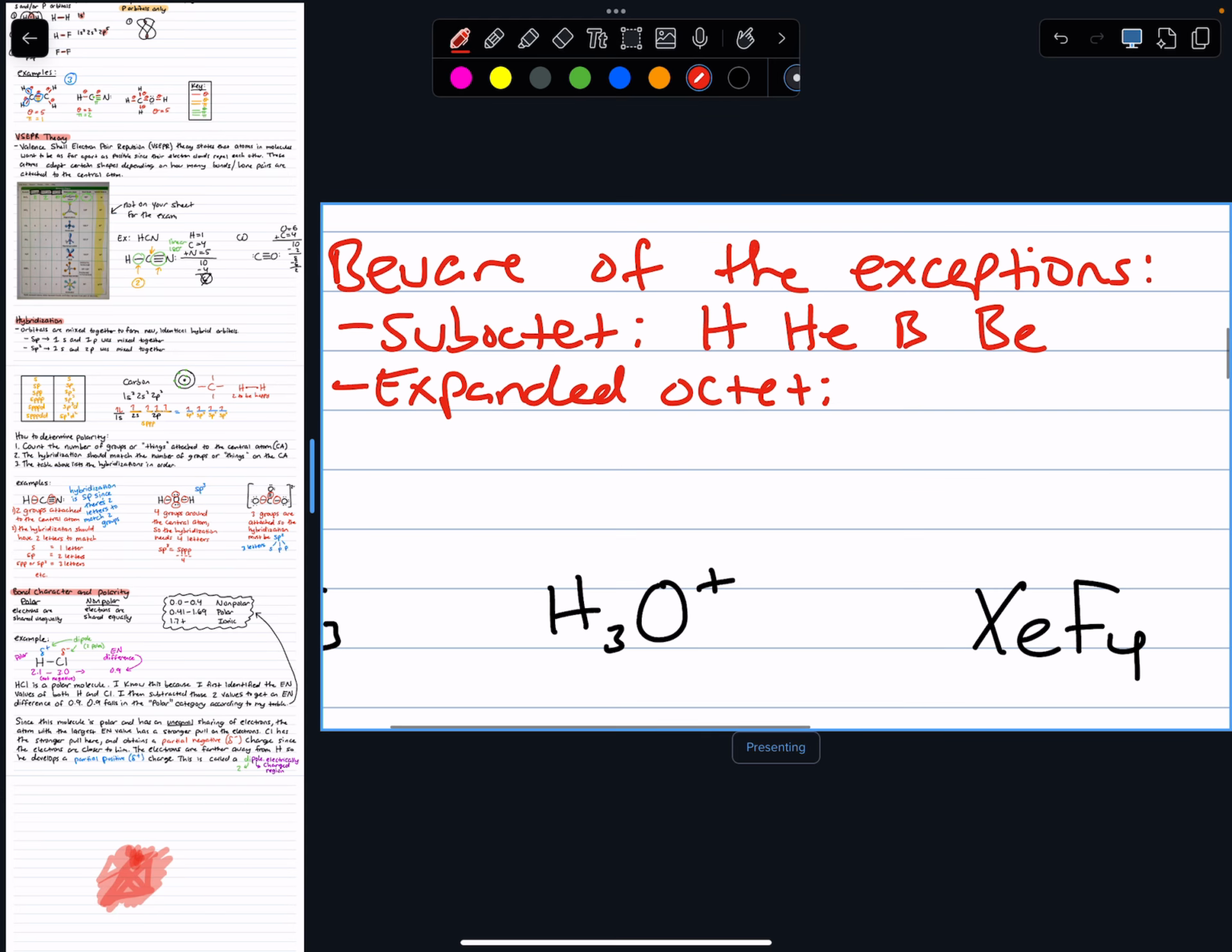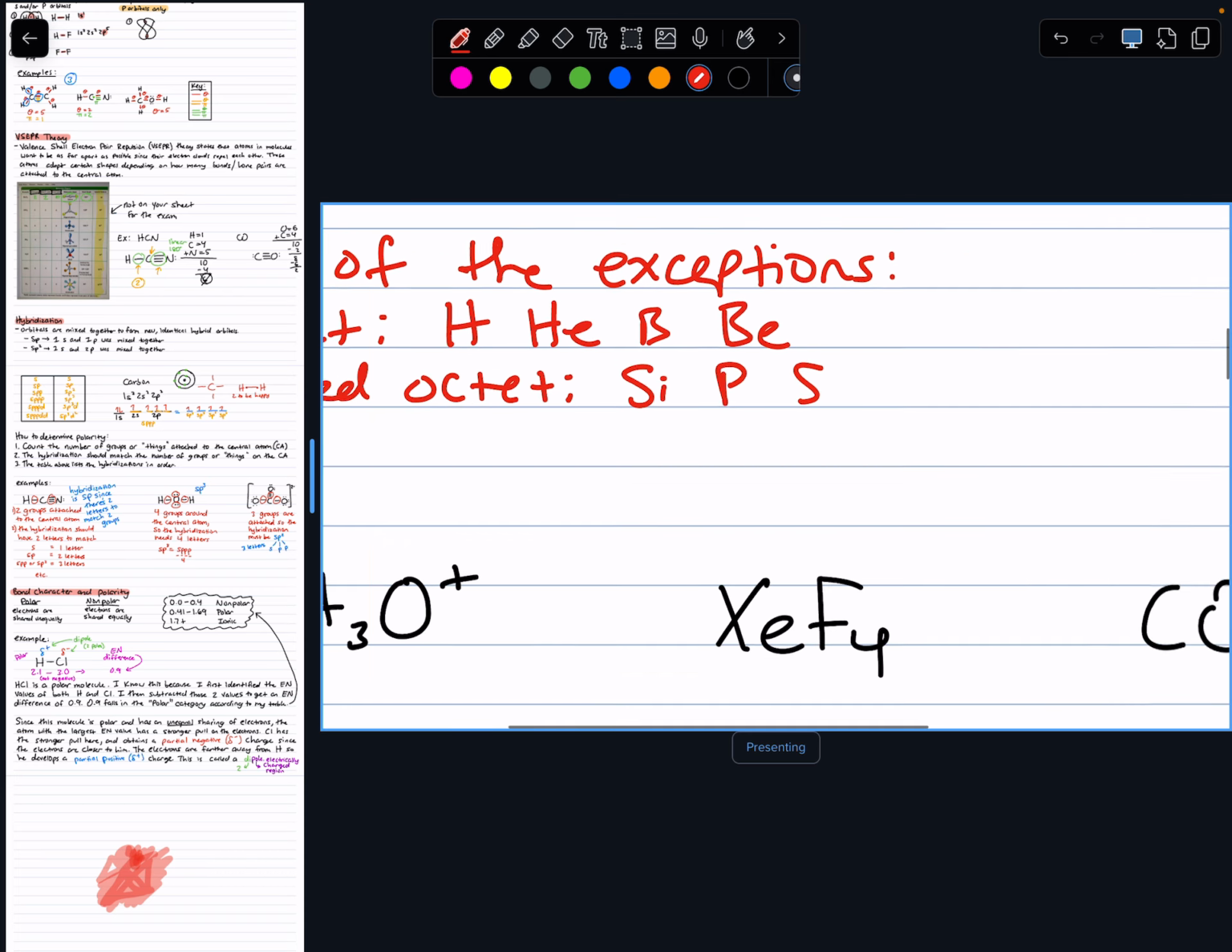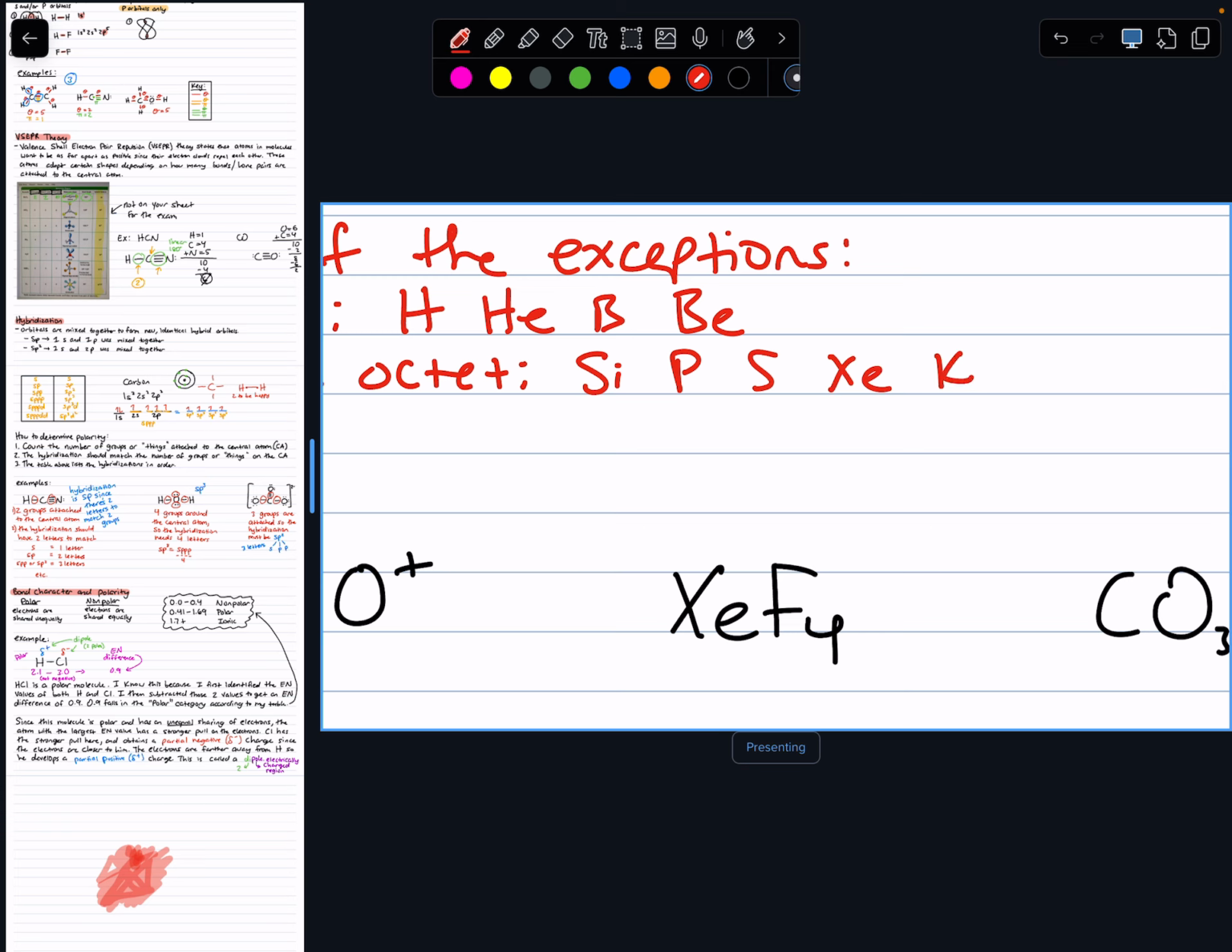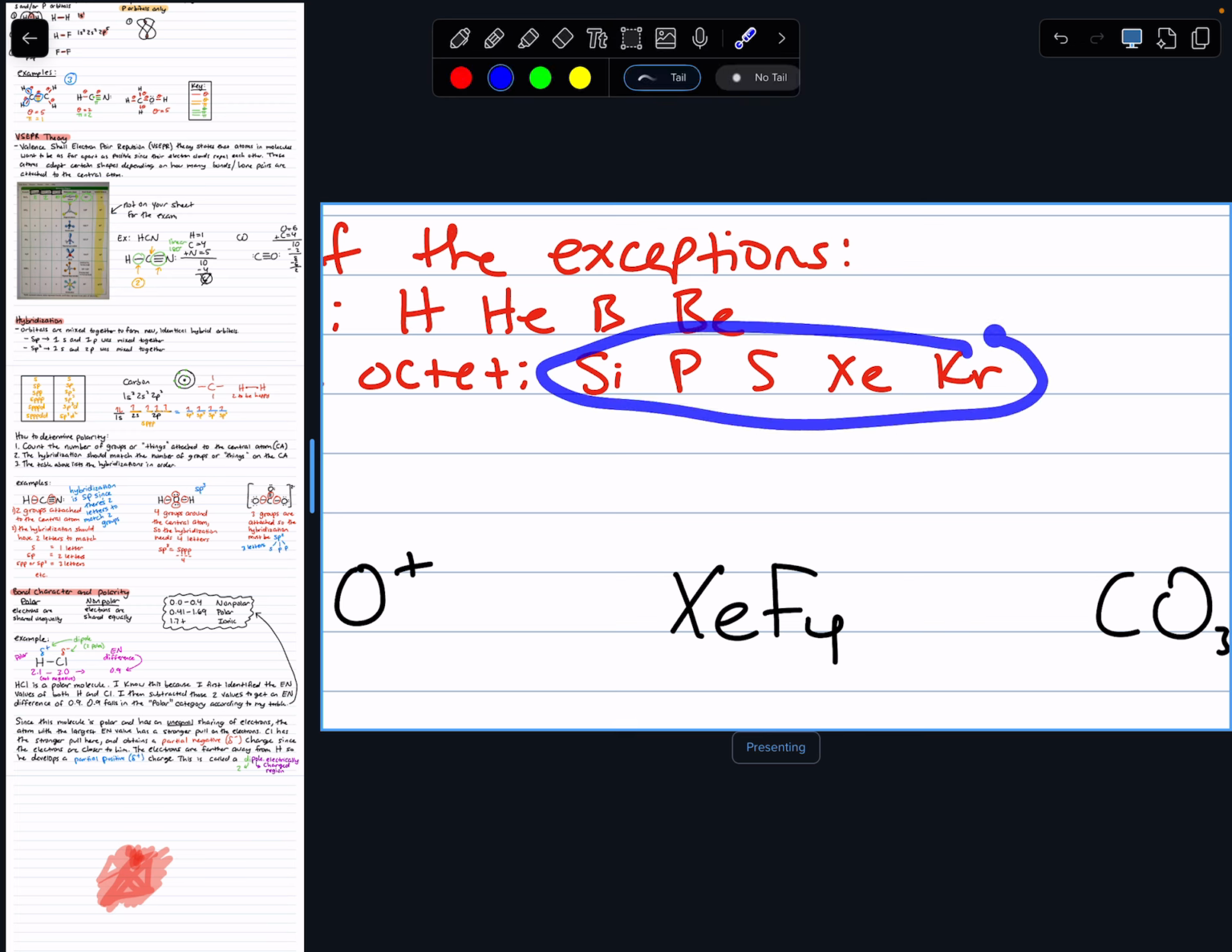Next, expanded. Do you know who they are? No. So think of the word SIPs. And then xenon and krypton. Does that make sense, guys? So these elements right here, what do they do? They can have more than 8. They're allowed to take more than 8.